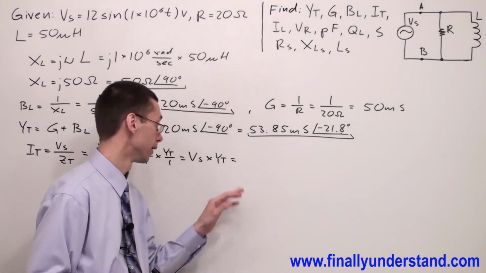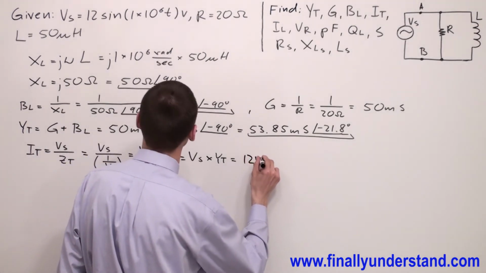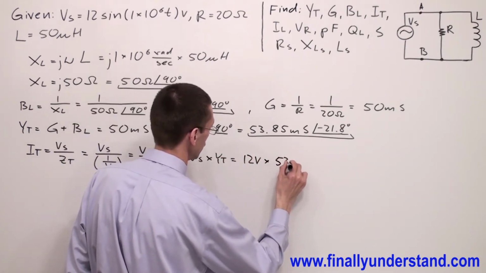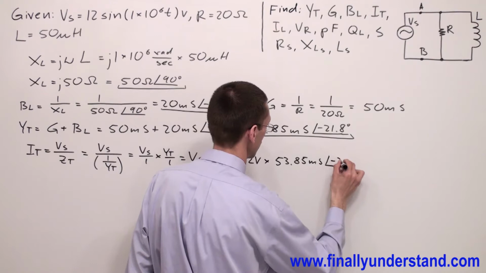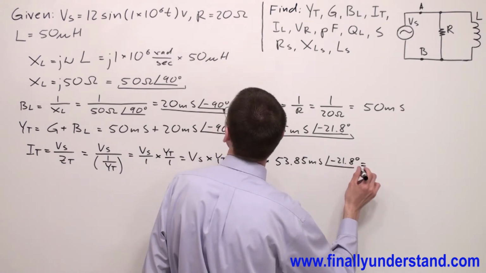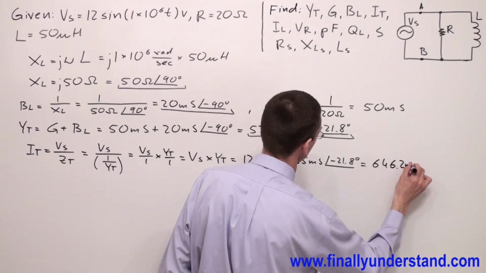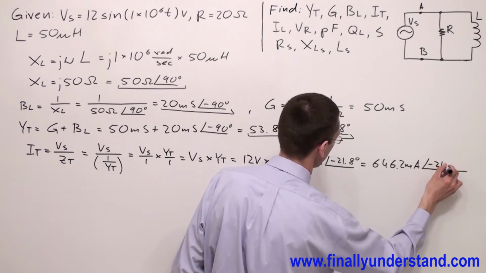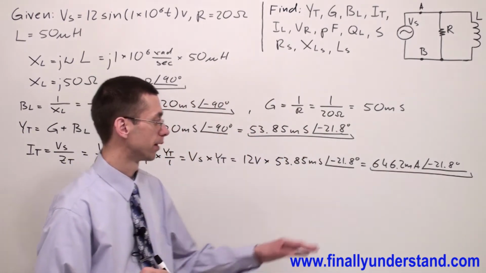This is Ohm's law for current, but instead of impedance, we are going to use admittance. So I have voltage source, which is equal to 12 volts, times the total admittance, 53.85 millisiemens and angle of negative 21.8 degrees, is equal to 646.2 milliamps and angle of negative 21.8 degrees. So this is my total current in my circuit.